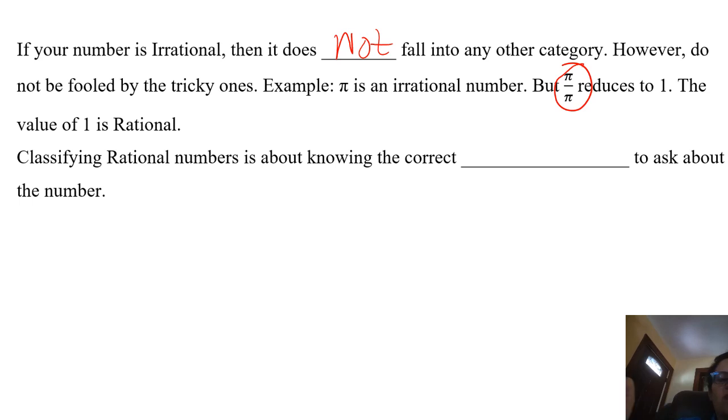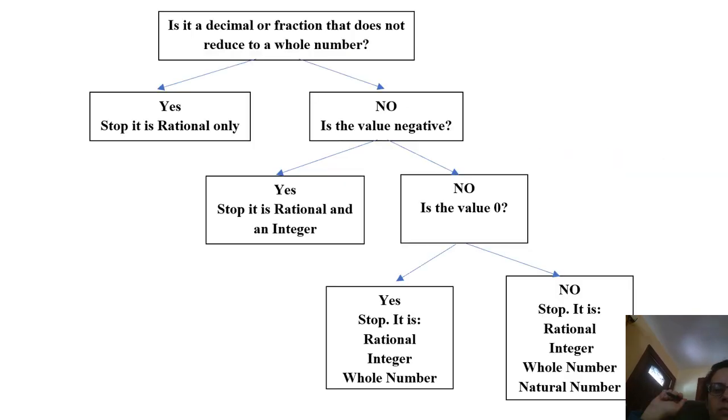Classifying rational numbers is just about knowing the correct questions to ask about the number. So I made a chart. The first question you ask yourself: is it a decimal or fraction that does not reduce to a whole number? If the answer is yes, stop. It's rational only. If the answer is no, then ask yourself, is the value negative? If the answer is yes, stop. Classify it as a rational and integer.